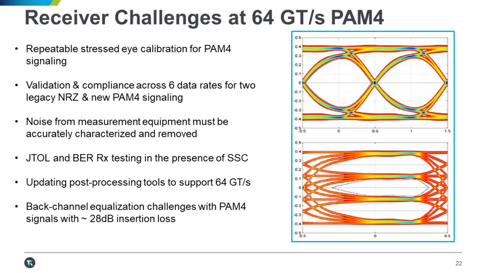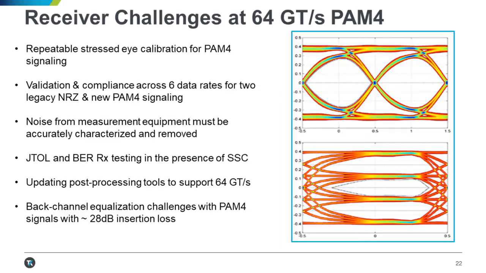We've got to deal with jitter tolerance testing, BER RX testing in the presence of SSC. We've seen within Gen5 more of a push to do as much of the testing as possible with SSC turned on, but that creates some challenges in actually implementing that and getting believable results. Also post-processing tools, right? So, historically SIGTEST has been used. CSIM has been another tool, a waveform or statistical simulation tool that's used for stress eye calibration. Those tools have to be updated.